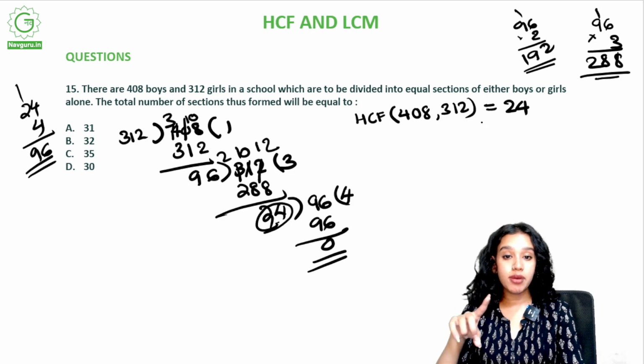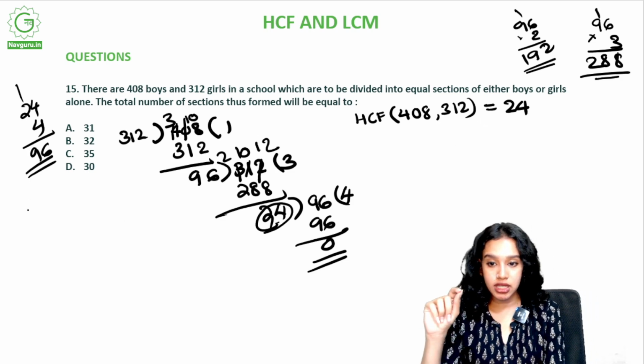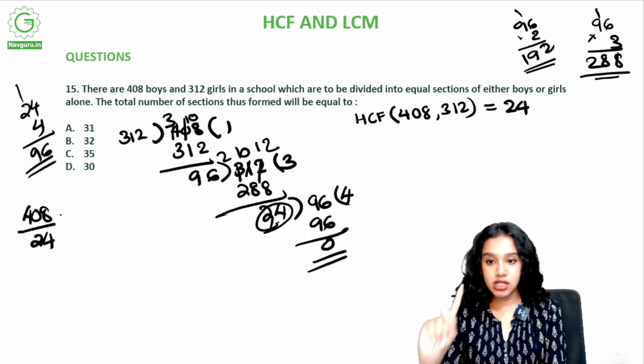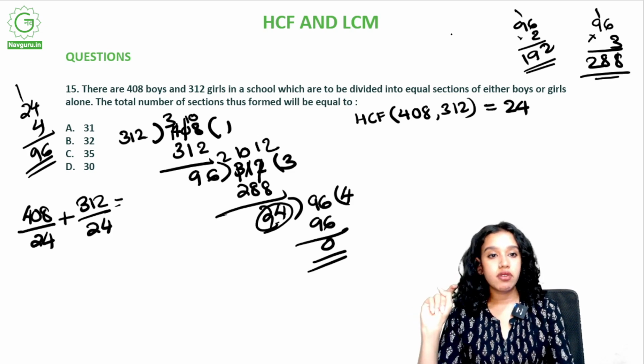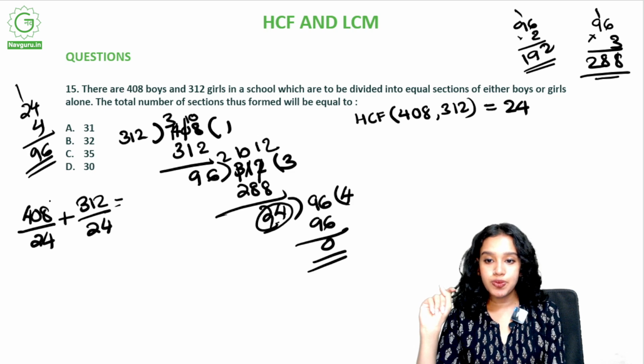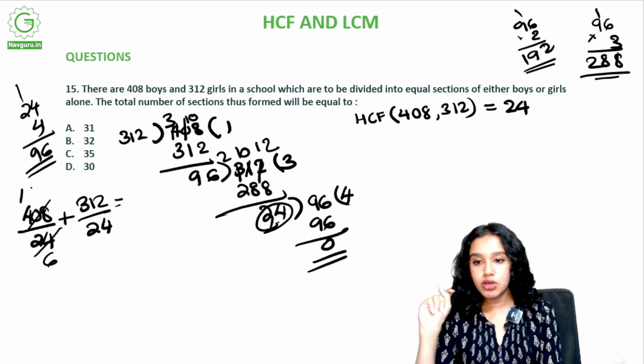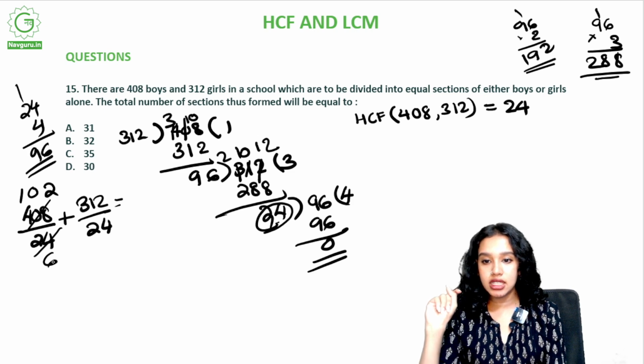Now, the total number of sections thus formed would be 408 by 24, the number of sections of boys, and 312 by 24 would be the number of sections of girls. Now, let's do 408 by 24. Let's cut it out by 4. We have 6 4s are 24, 1 4s are 4, 0 and 2 4s are 8. Let's cut this out by 6 and we'll get 1 6 is 6 and 42, 6 7s are 42. So we have 17 here.